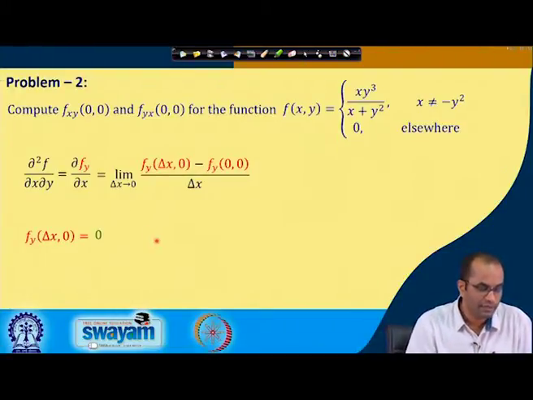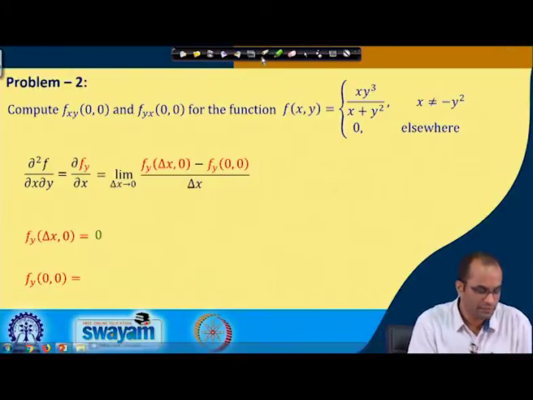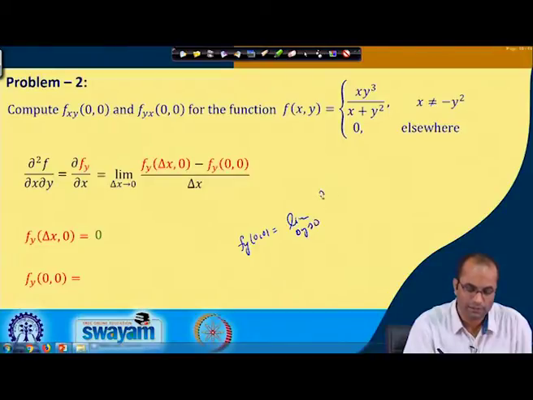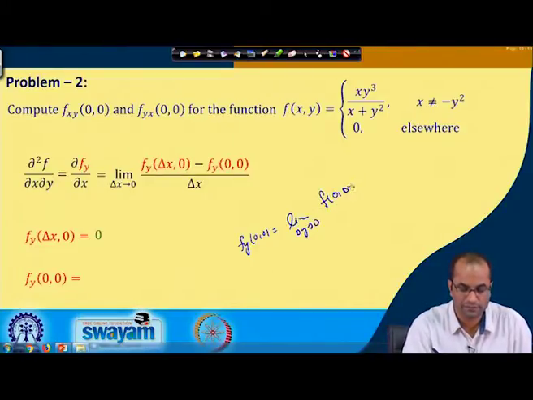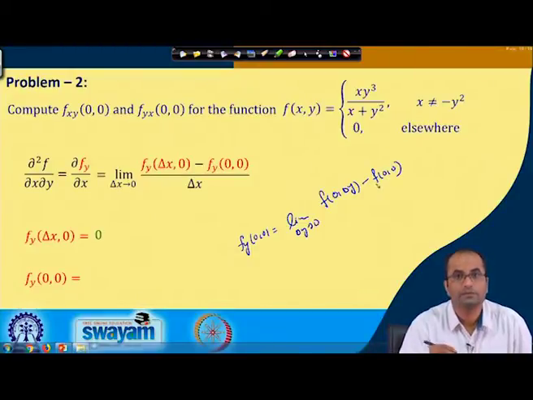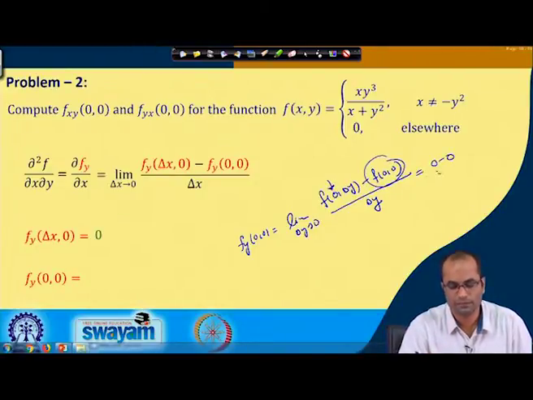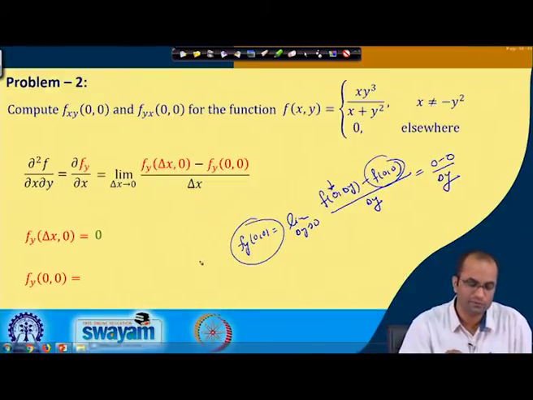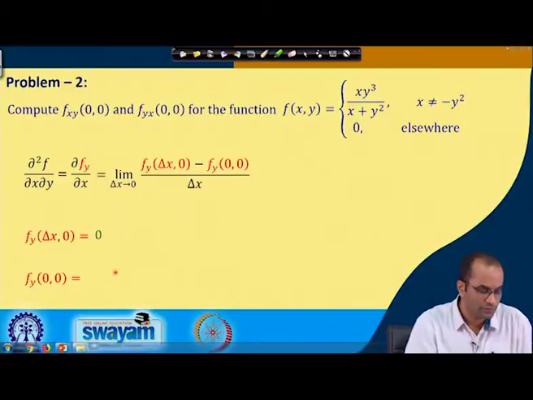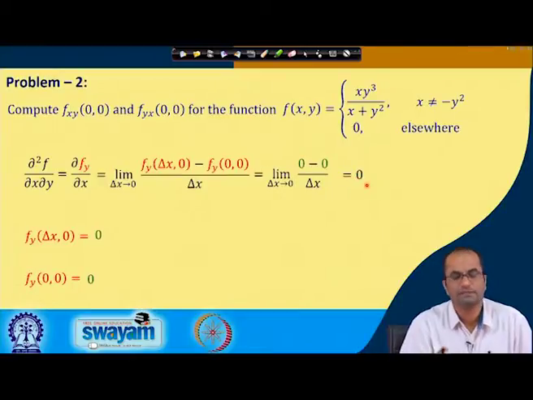So, in this case this is 0 now, and f_y(0, 0) let us compute here. So, f_y(0, 0) is the limit as delta y goes to 0 of f(0, delta y) minus f(0, 0) divided by delta y. So, again in this case here it is 0 and this is also 0. So, 0 minus 0 over delta y. So, this partial derivative at (0, 0) is 0. So, in this case both are 0, so 0 minus 0 divided by delta x. So, in this case we got this second order partial derivative as 0.